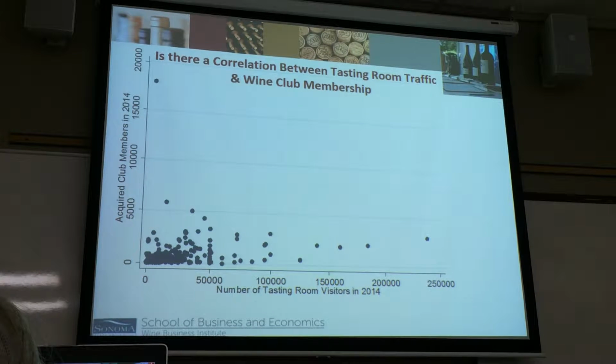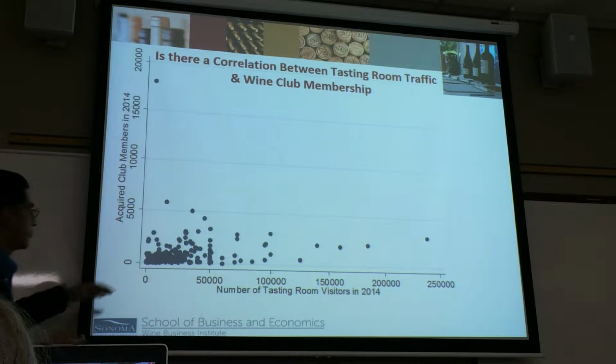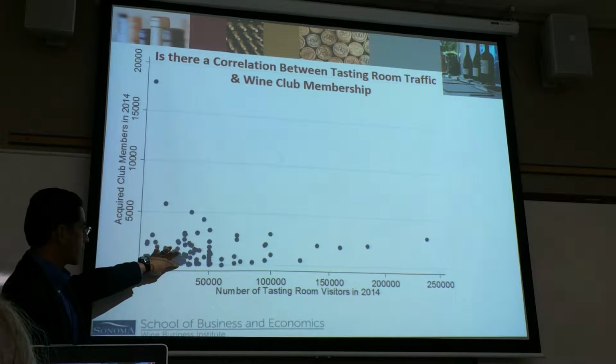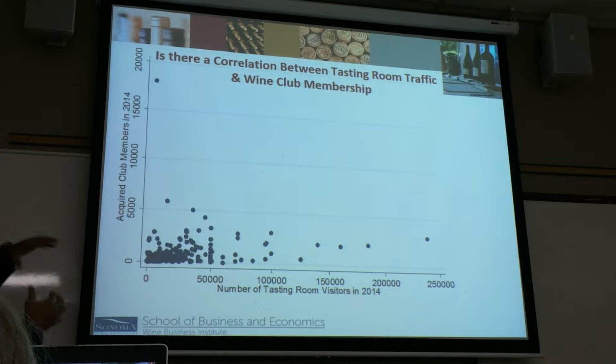Try to look for correlations. We've been using it to look at time trends, in other words, how something is correlated with time. But in this case, you're looking at two variables at a point in time. You're looking to see if more traffic is correlated with more new club members. And the data here looks not promising.